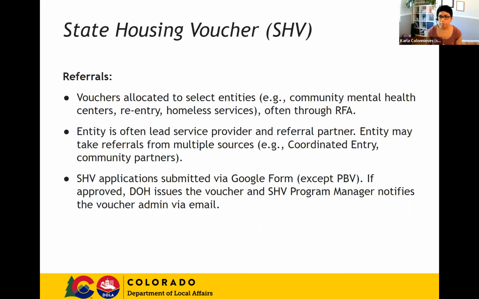So that entity is the one with the vouchers, and they will coordinate the referrals in their community to identify households for those vouchers and select them. So that's how the referrals work.